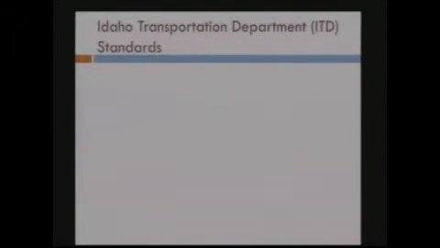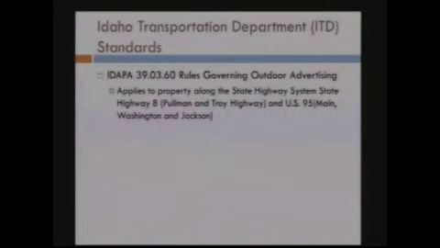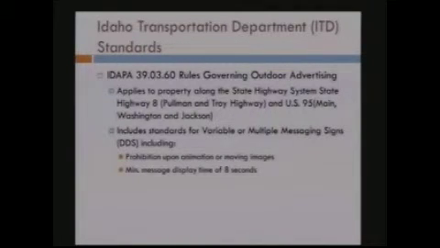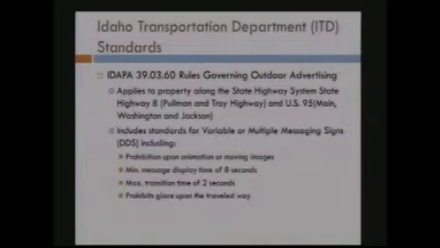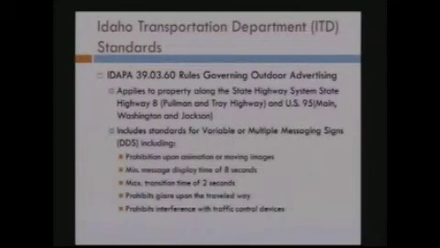As part of our research, we also researched what state standards were in existence, and the Idaho Transportation Department does have standards that were adopted through the IDAPA rules, 39.03.60, that govern outdoor advertising along the state's highway corridors. Generally, that would be for the city of Moscow, the state highways of Highway 8 and Highway 95, which include both North and South Main Street and the Washington-Jackson corridors, as well as the Troy Highway and the Pullman Highway. They use the term variable or multiple message signs, and those standards included a prohibition upon animation or moving images, a minimum message display duration of 8 seconds, a maximum transition time of 2 seconds, some general language related to brightness, but more specifically just prohibiting glare upon the traveled way. They also had language in their standards prohibiting interference with a traffic control device or signal.